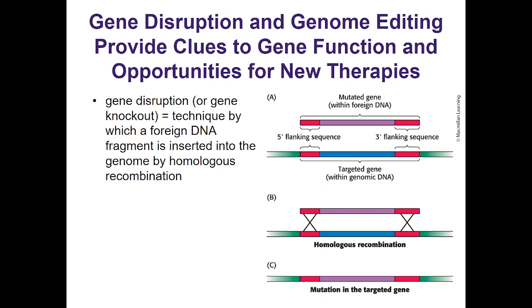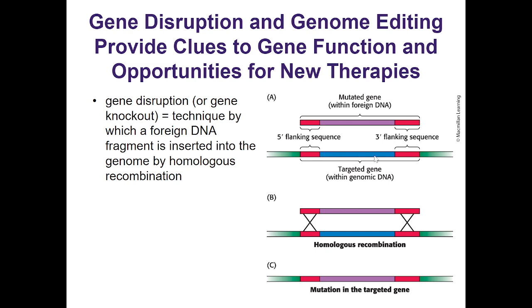Gene disruption and genome editing are going to provide clues to gene function and opportunities for new therapies. The gene disruption or gene knockout being the far more common, because it's fun to say, I bet. But anyways, gene disruption as well: the technique by which a foreign DNA fragment is inserted into a genome by homologous recombination. This is the graphic right here for it. And so we have flanking sequences, 5' and 3'. Here we have the mutated gene with foreign DNA. And so this right here is then going to be the targeted gene with genomic data. And homologous recombination is going to involve swapping these out.